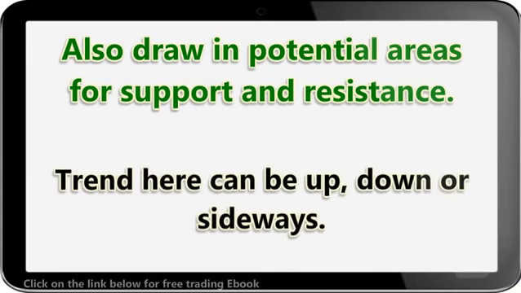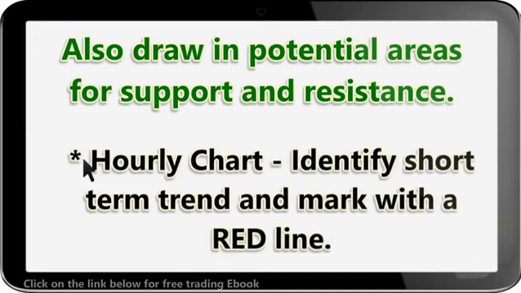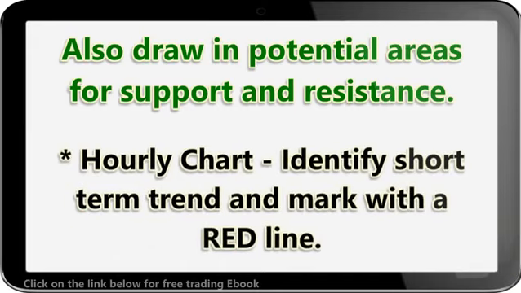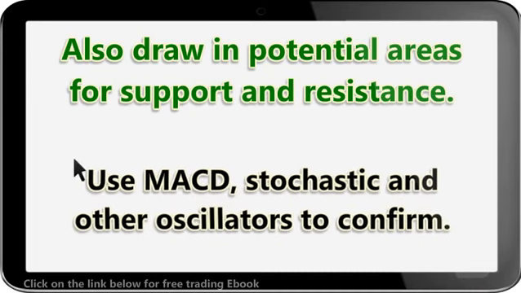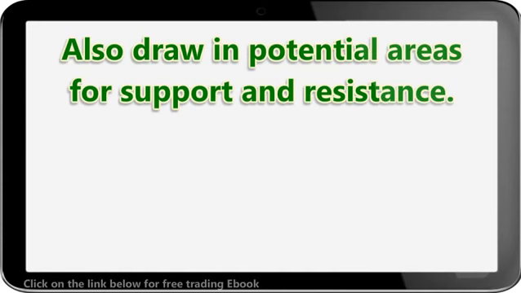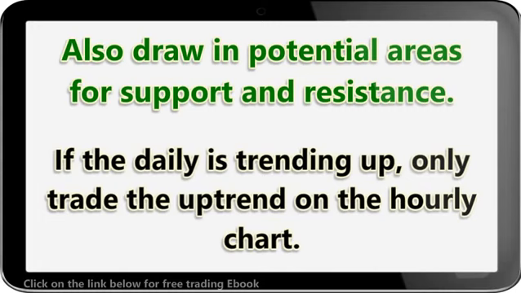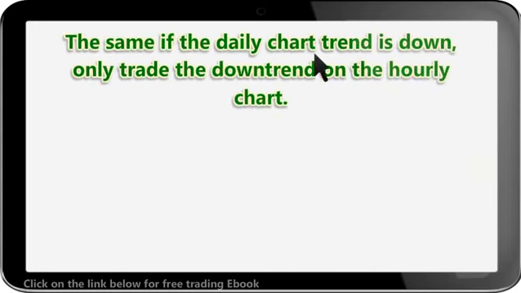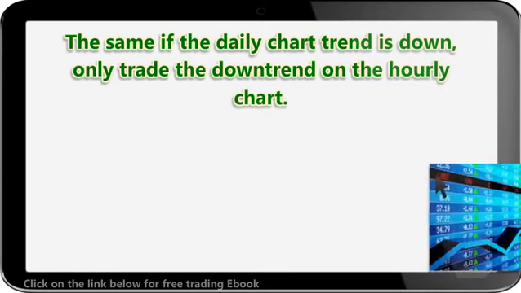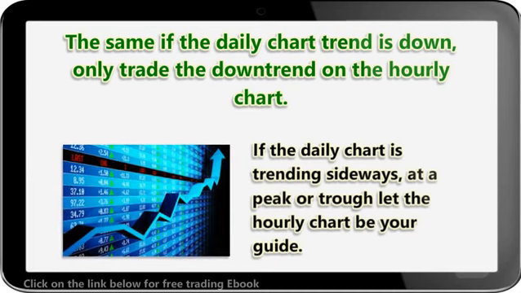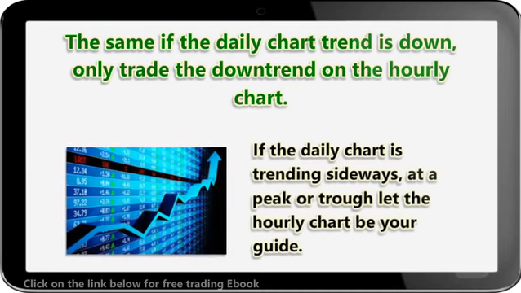Trend here can be up, down or sideways. Hourly chart. Identify short-term trend and mark with a red line. Use MACD, stochastic and other oscillators to confirm. If the daily is trending up, only trade the uptrend on the hourly chart. The same if the daily chart trend is down, only trade the downtrend on the hourly chart. If the daily chart is trending sideways, at a peak or trough let the hourly chart be your guide.